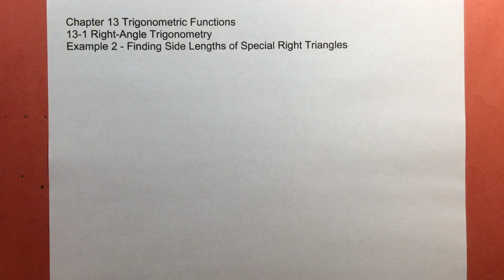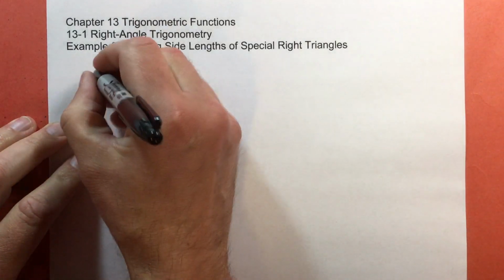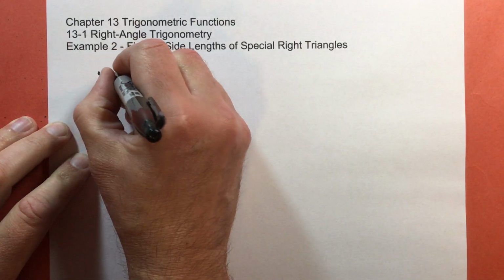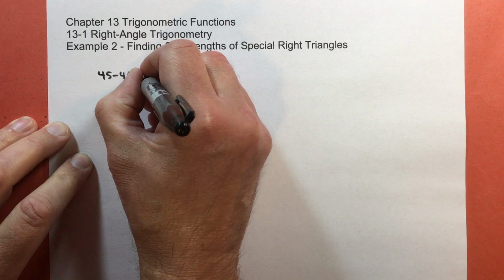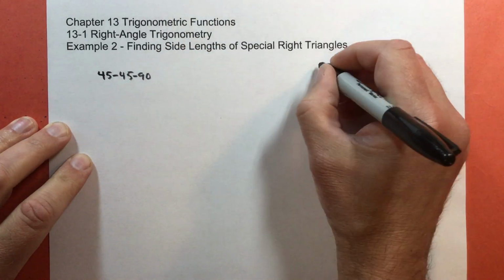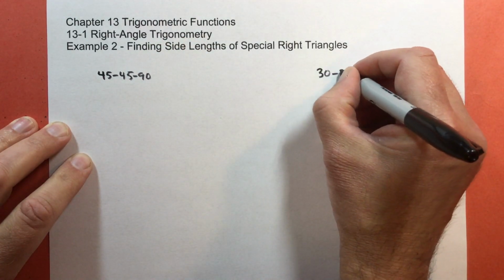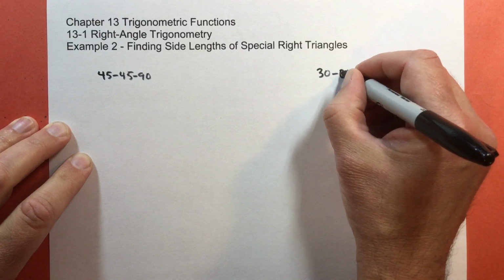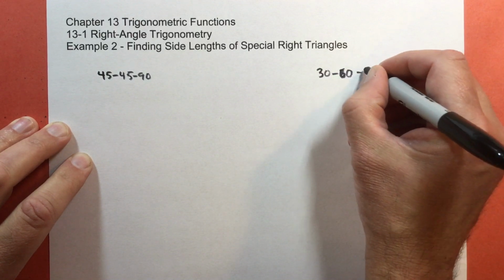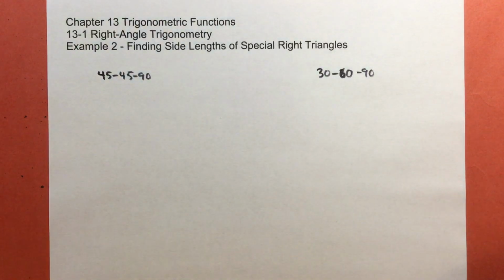Okay, so the two triangles we're going to talk about are what we call the 45-45-90 or 45-45 right, and we're also going to talk about the 30-60-90. Now these actually have lots of applications in lots of places.